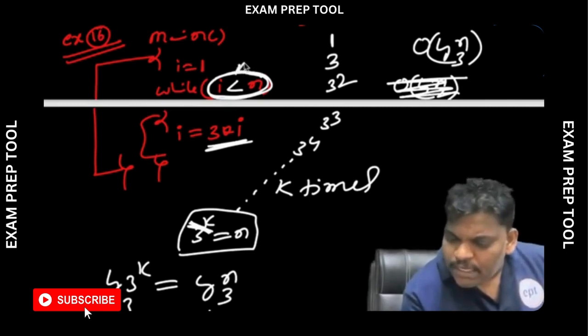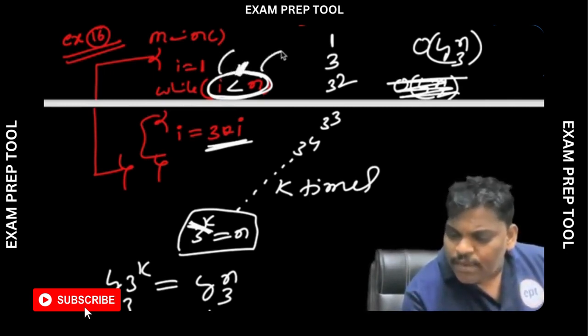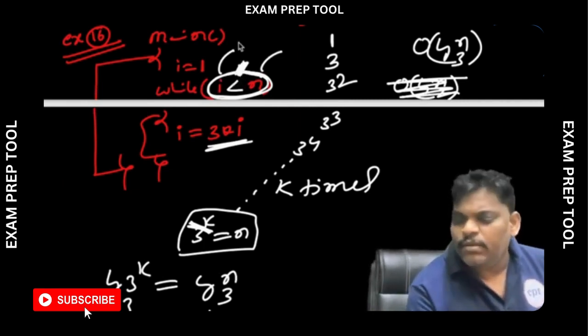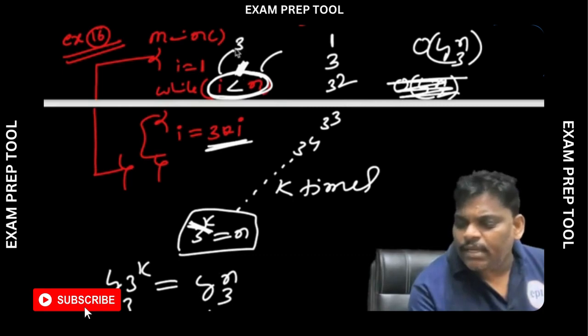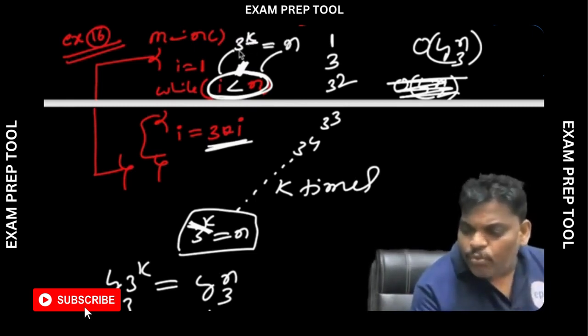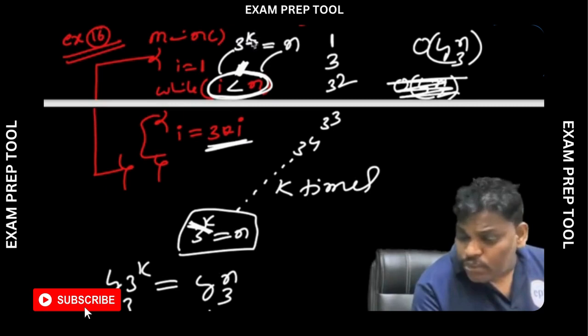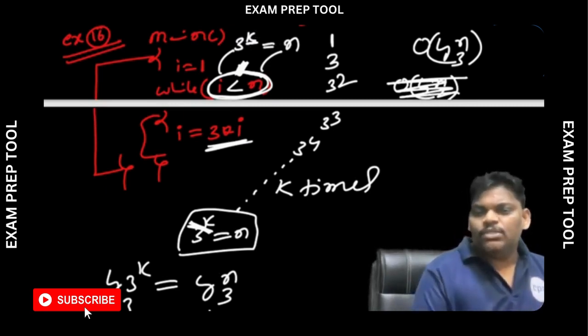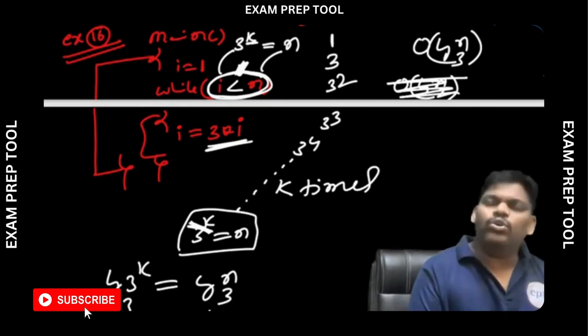See this one. At which place does this condition fail? The place where this condition fails is the same for both. Let us assume that after k times, i became 3 power k. This is n. At some k value both are equal, then it fails. For which k value do both fail? The k value is log n base 3. Minus 1 plus 1, don't worry. Even so, you have the correct answer.